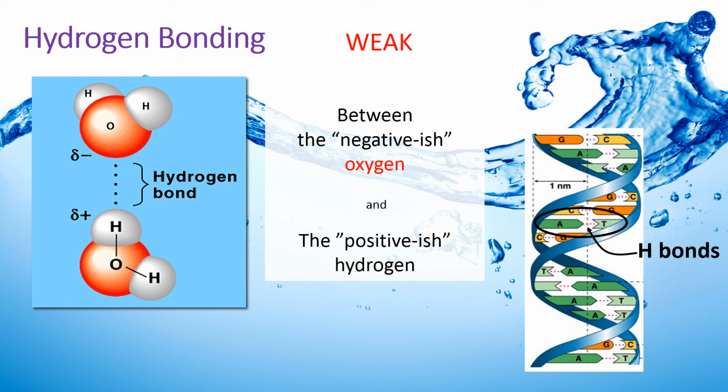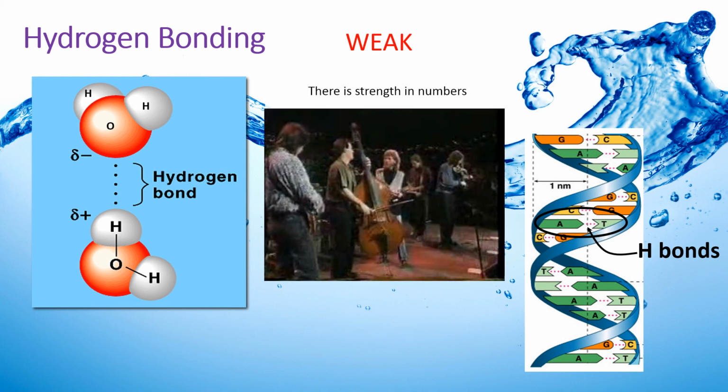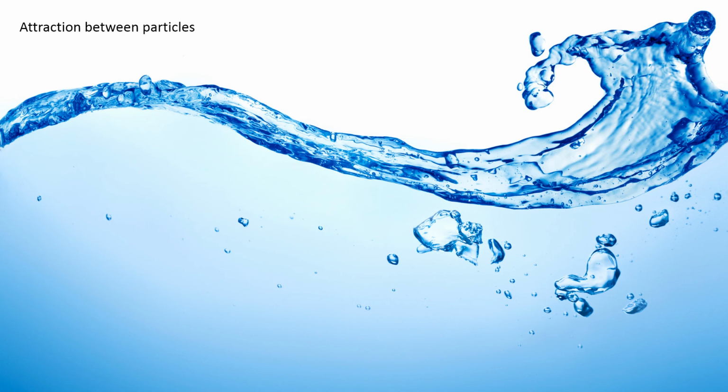We don't want the side chains to the backbone to break apart very easily. That would be a big problem. So though they are weak, there is strength in numbers, and that of course is the bluegrass band Strength in Numbers, who are not very weak at all. These hydrogen bonds are going to cause attractions between particles.